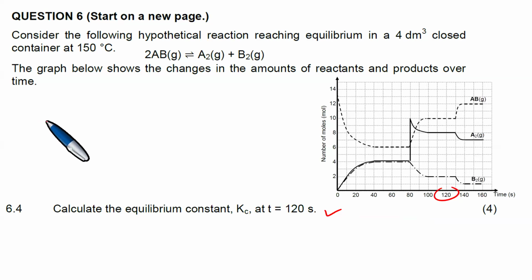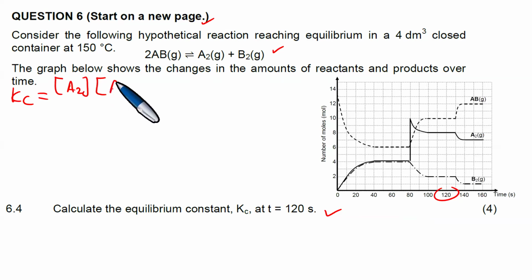Right, so in 6.4, we already have the hypothetical reaction. So we have that our Kc is exactly [A2][B2] divided by [AB] squared. Okay, so now what then is the meaning of all this here?